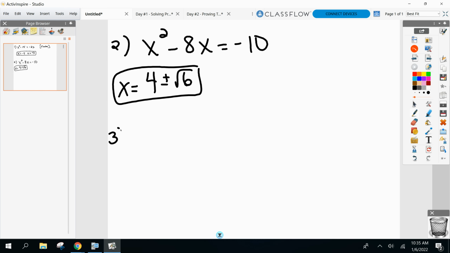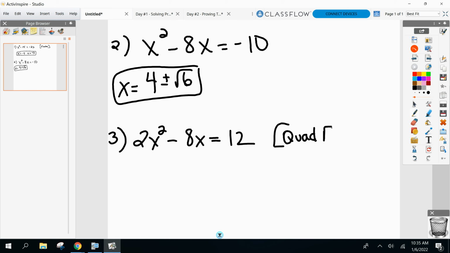All right, next one. 2x squared minus 8x equals 12. Let's just say, everyone see automatically the 2 in front of the x squared? You can't do multiply and add unless there's a 1. So the only way we're doing this is quadratic formula. I can only play that game when there's a 1 out in front of the x squared. Go ahead, see what you got.